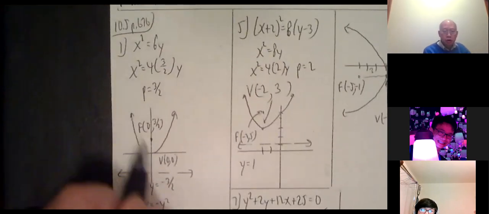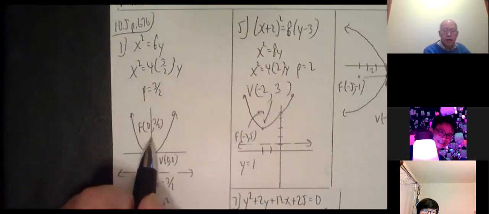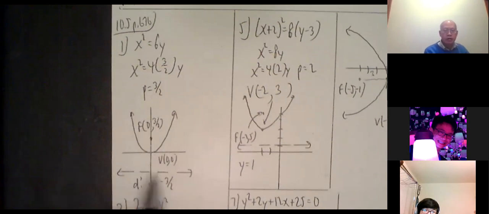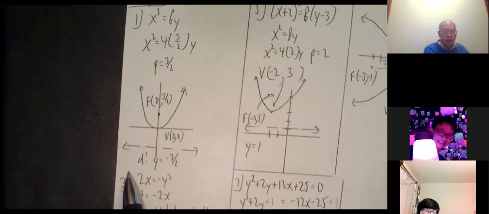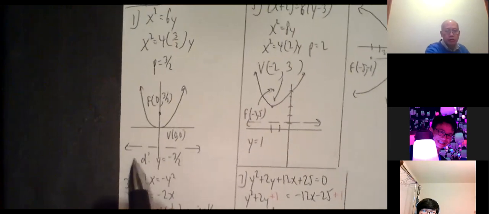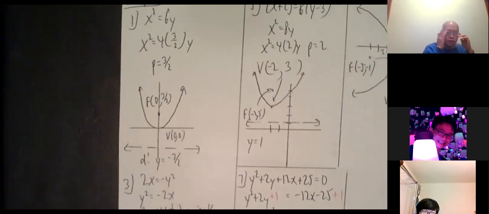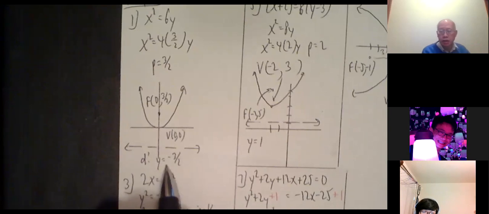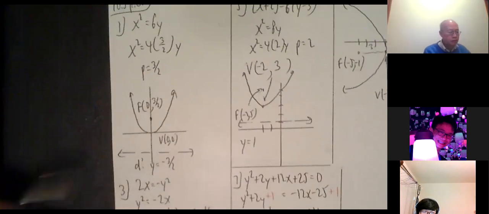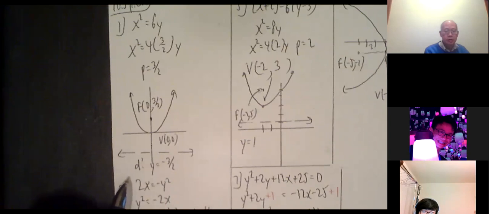That pretty much does it. Opens up. So the focus is 3 halves up. Focus is 0, 3 halves. The directrix, I go down. Remember, the directrix is an entire line. Focus is a point, but the directrix is a line. A horizontal line has equation y equals a constant, y equals negative 3 halves.